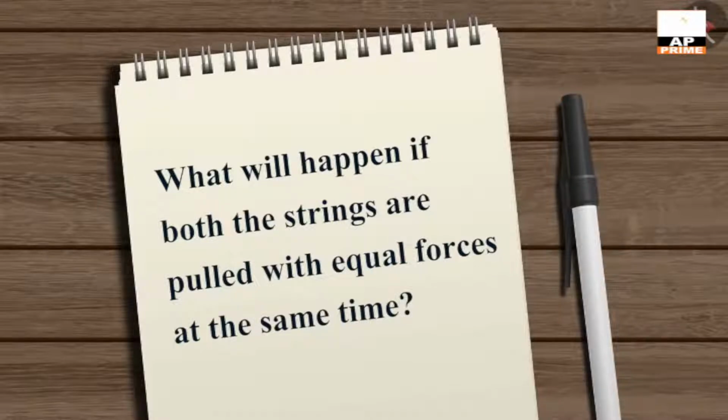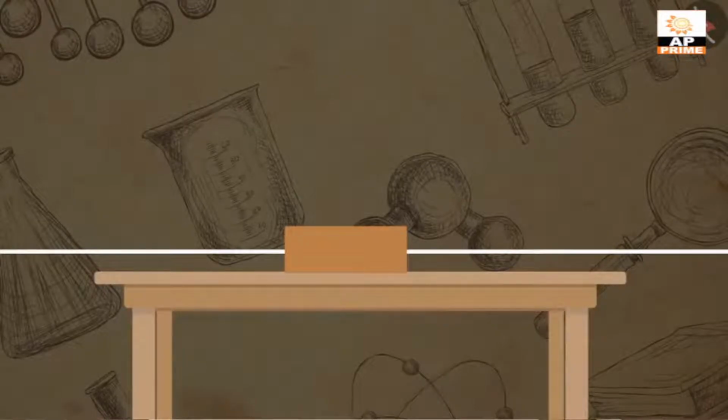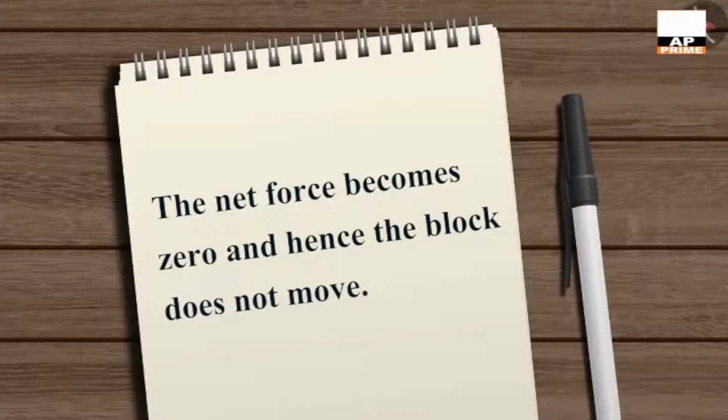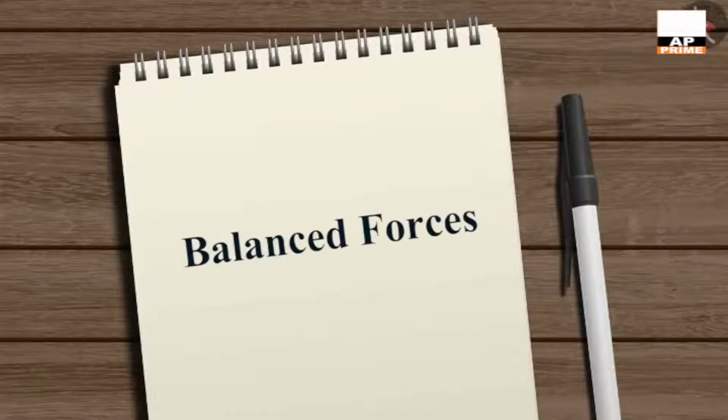That is correct. The block will not move to either side, since the block is pulled in two opposite directions with equal forces at the same time. The net force becomes zero, and hence the block does not move. Such forces are called balanced forces. Here, no change in the state of rest is observed.